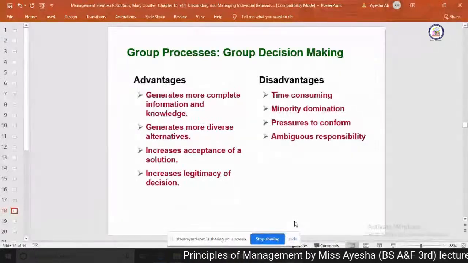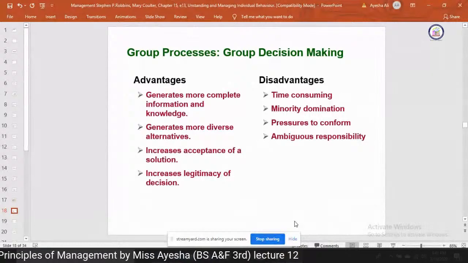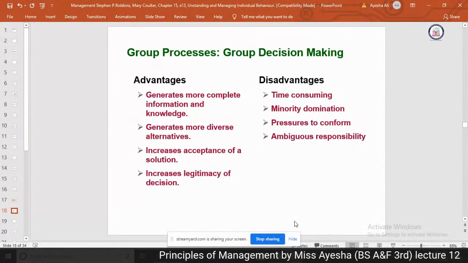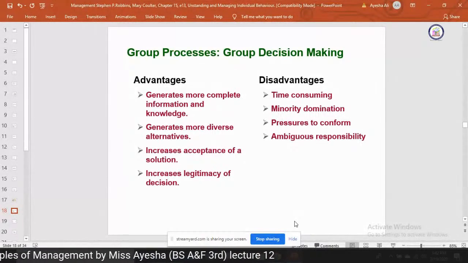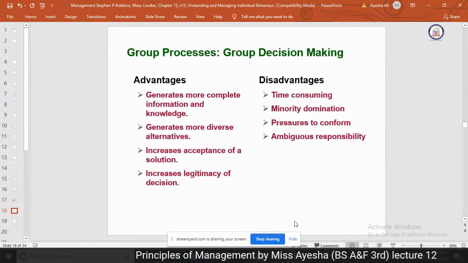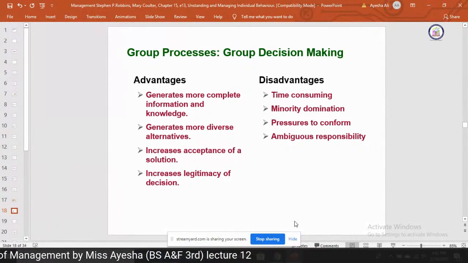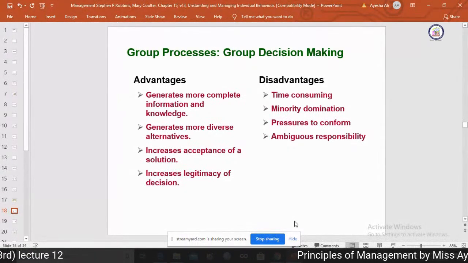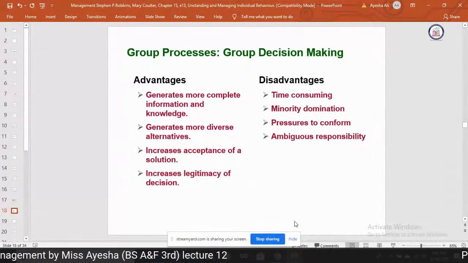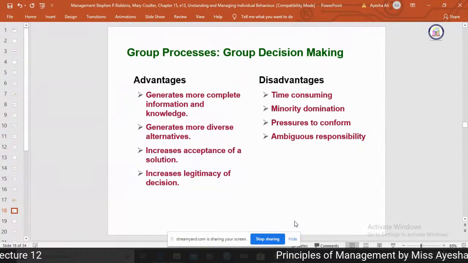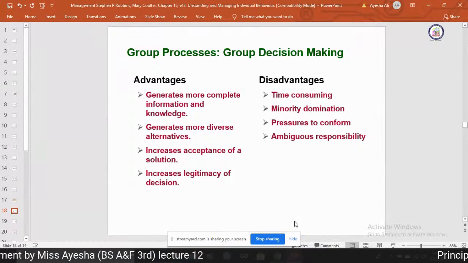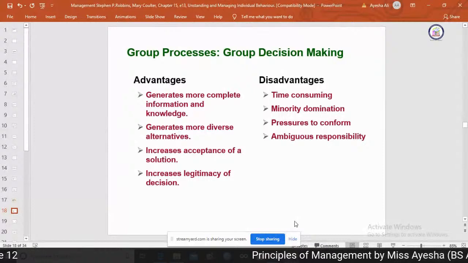The disadvantages are that it is time consuming, because in a group we have conflict and differences of opinion, so we have to solve them, and that occupies and consumes our time. There is also minority domination, because we can't take a decision on majority alone; we have to consider everyone's perception, opinion and point of view. And there is pressure to conform, and ambiguous responsibility. This is the advantages and disadvantages of group decision making.